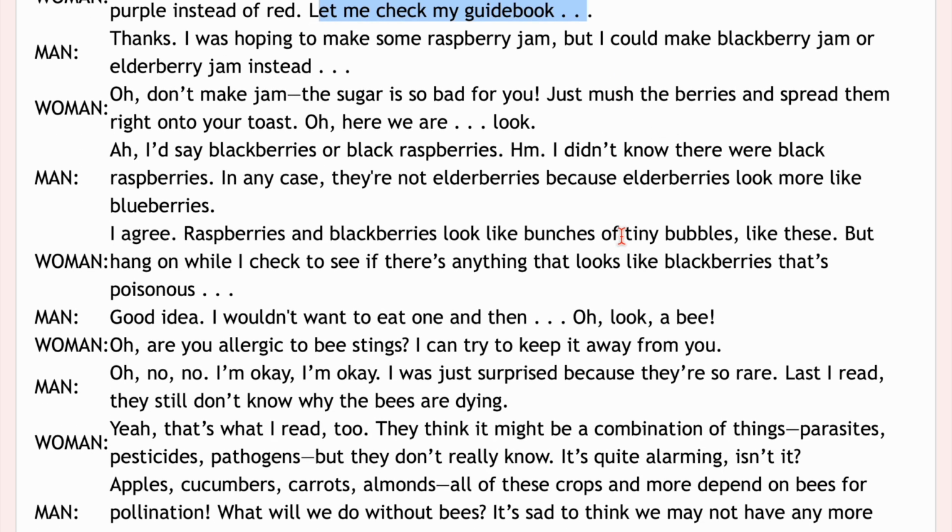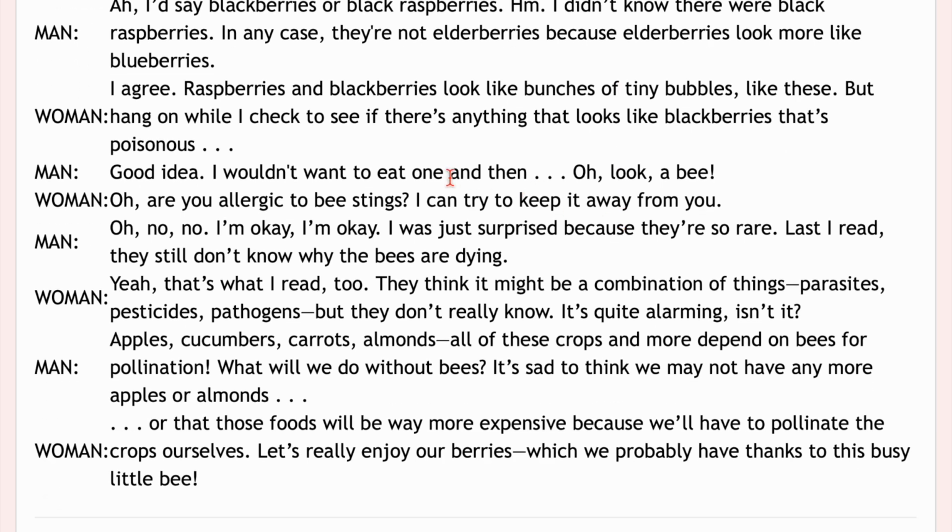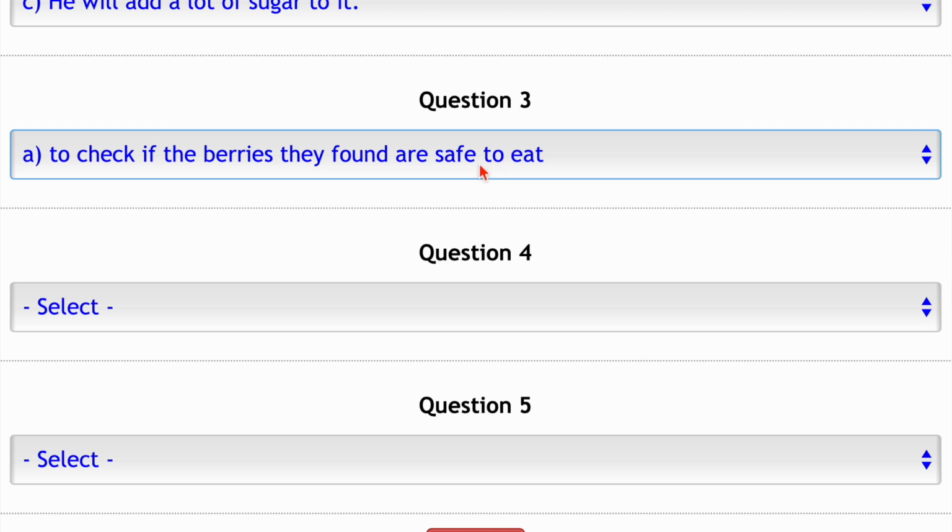Okay, so over here they talk about, he sees a bee. Oh, are you allergic to bees? Okay. But first she's checking to see if they are poisonous or not. So that's why the answer is A.